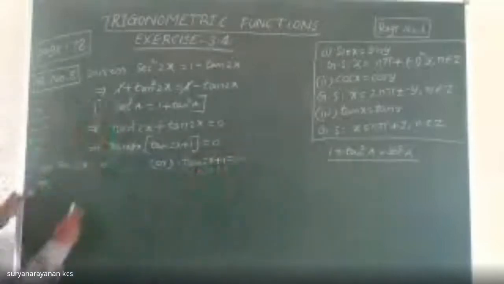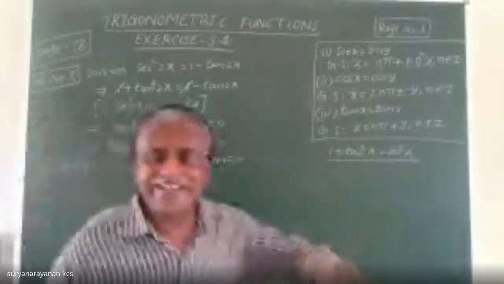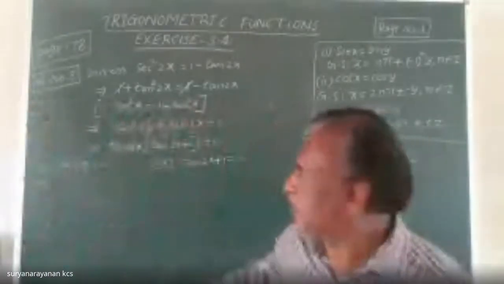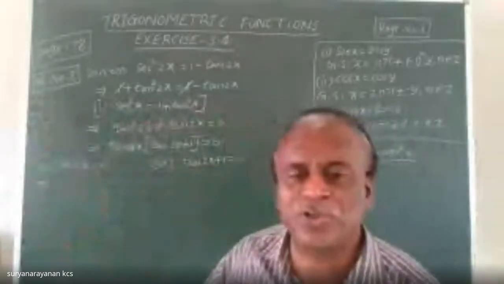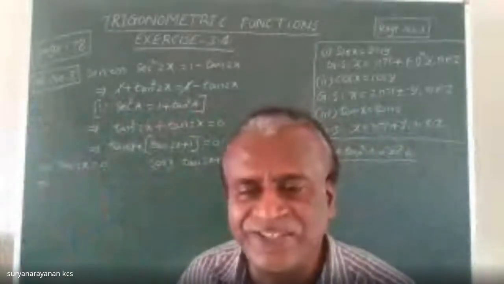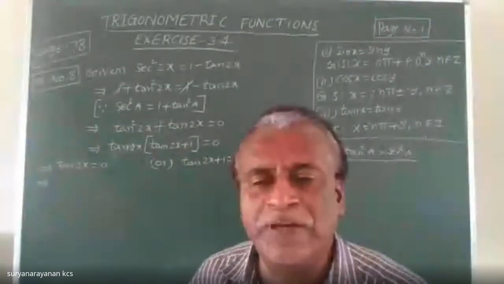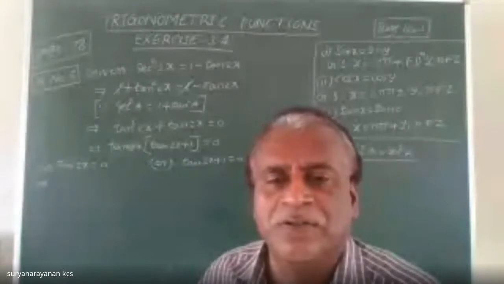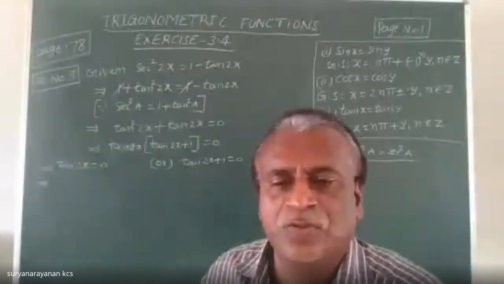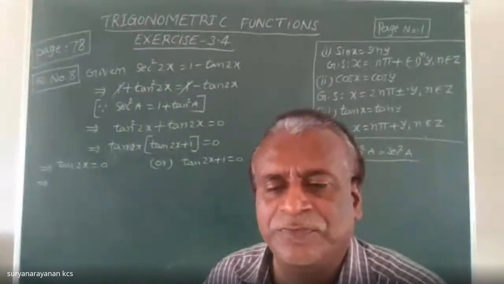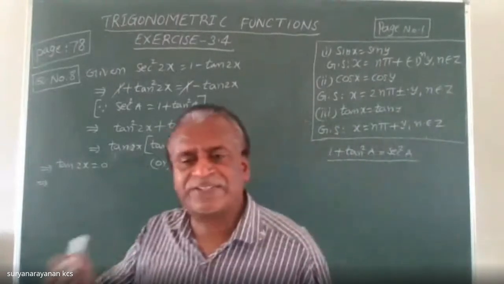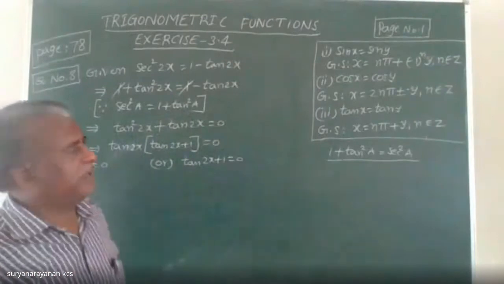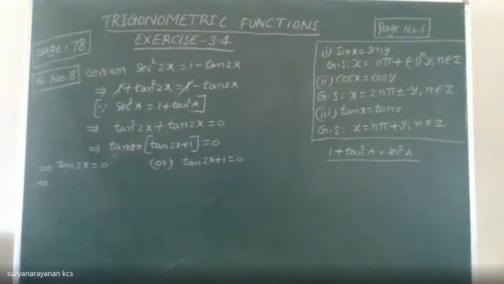Tan 2x is equal to 0. It is in the form of tan x is equal to 0. What is the general solution of tan x is equal to 0? Do you remember? Please refer to the previous pages of your classwork notes. x is equal to n pi.